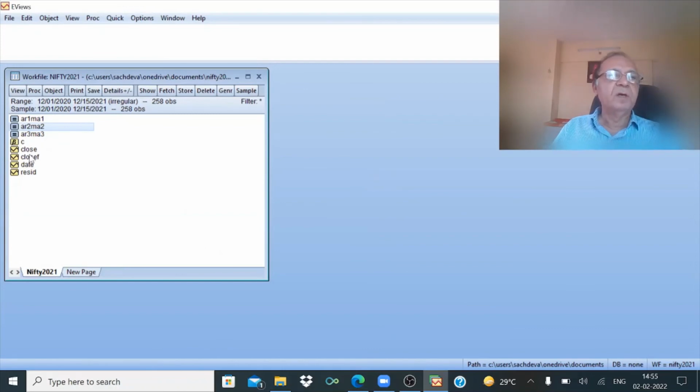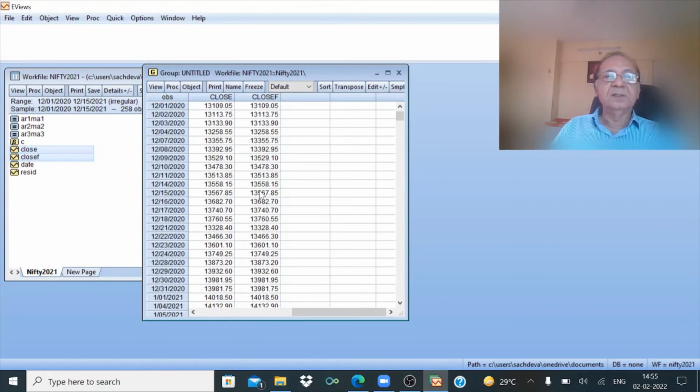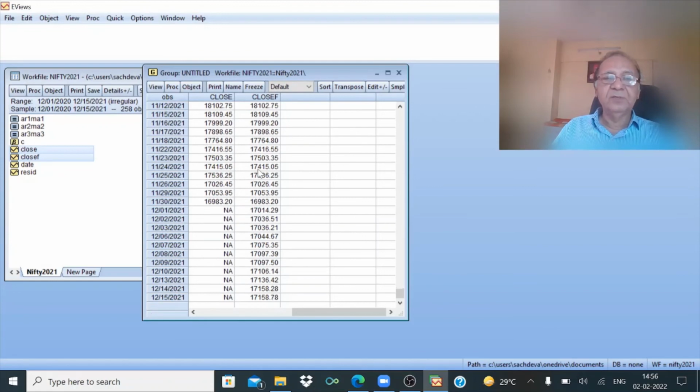Okay, now we can see these tables also. We can open both close and forecasted close values, the original values and forecasted values, and we can say open as group. See, now all these values can be seen here, but from 1/12/2021 there are no original values, only the forecasted values. So on 1/12/2021, the forecasted value is 17,014. Next day it is 17,036. So like this, we can have the forecast period.